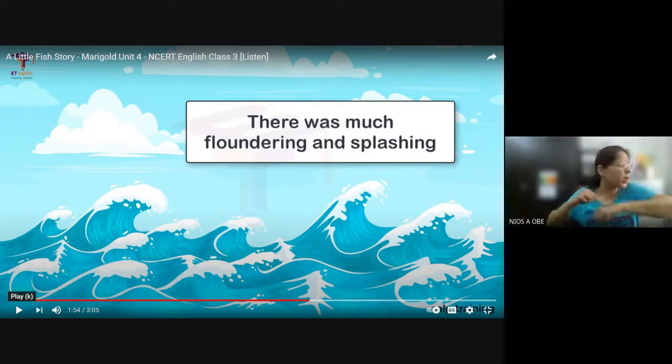So they are trying to get free and come out. And in doing that, they are moving and splashing. What is splashing? Chapak, chapak. It happens in the water, na? Water sounds. So that's floundering and splashing. All the fish are trying to get out of the net. They want to be free.